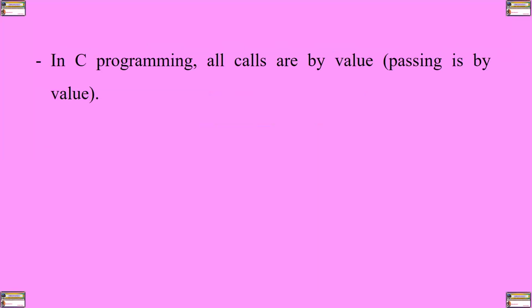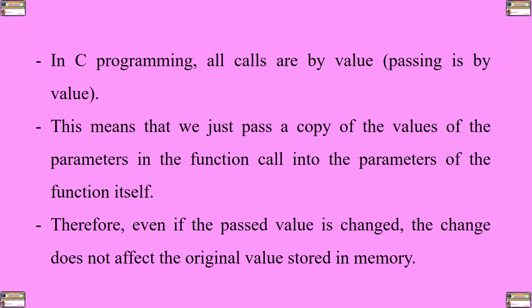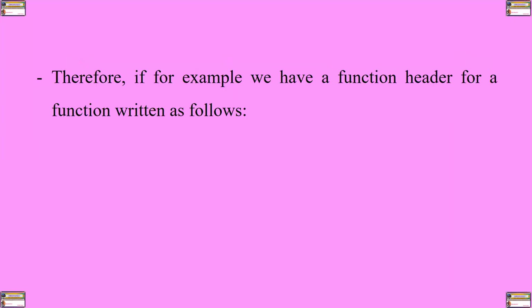In C programming, all calls are by value. That is, passing is by value. This means that we just pass a copy of the values of the parameters in the function call into the parameters of the function itself. Therefore, even if the passed value is changed, the change does not affect the original value stored in memory.